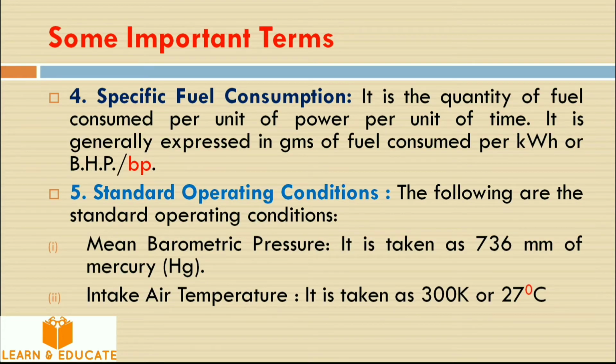Now, specific fuel consumption is the quantity of fuel consumed per unit of power per unit of time. So, how much quantity of fuel is to be consumed for generating a unit of power per second? That is termed as specific fuel consumption. It is generally expressed in grams of fuel consumed per kilowatt hour or brake horsepower per BP.